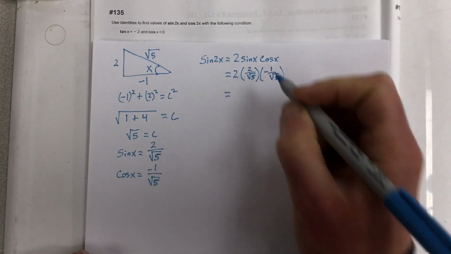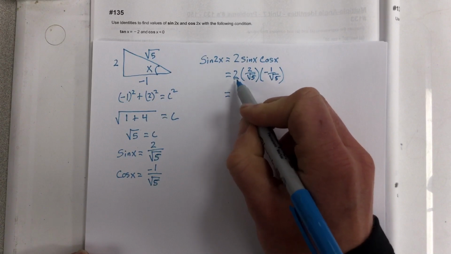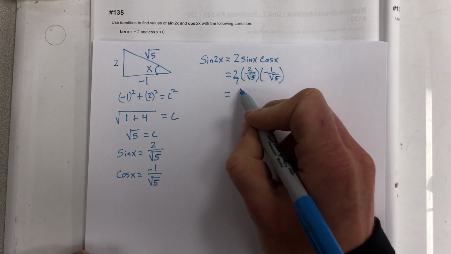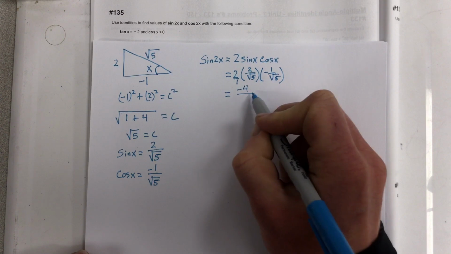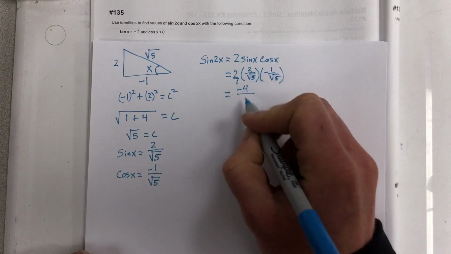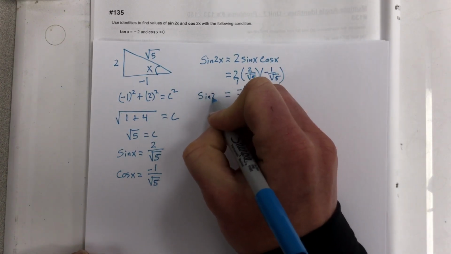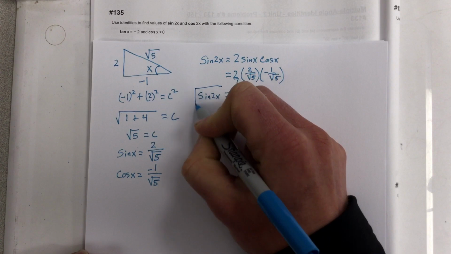And when I do that substitution, I can now multiply. This is 2 over 1. When I multiply the tops, I get -4. And when I multiply the bottoms, 1 times root 5 times root 5, that would be root 25, which is 5. So sine 2x is -4/5.